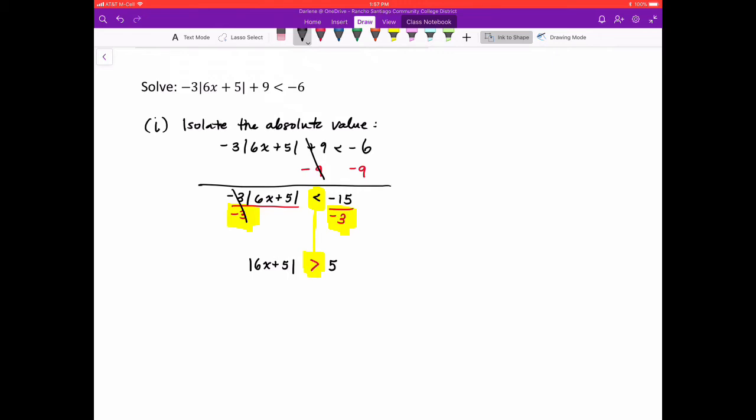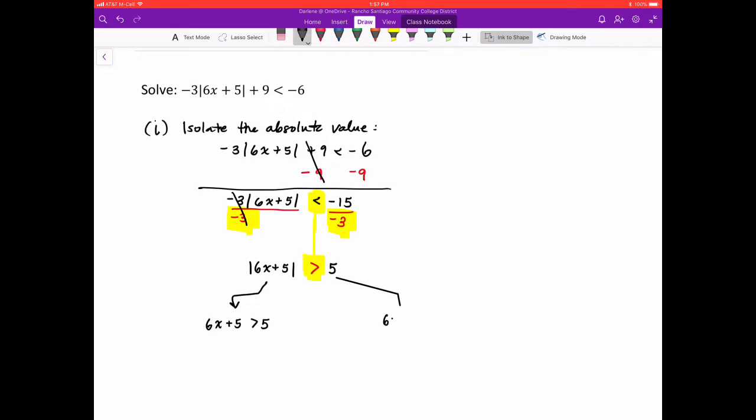Since this is a greater than absolute value inequality, then we have to split this into two different inequalities going in opposite directions. So first we'll have 6x plus 5 greater than 5, or 6x plus 5 less than negative 5. Basically, it looks like one's going off to negative infinity and the other one's going off to positive infinity.